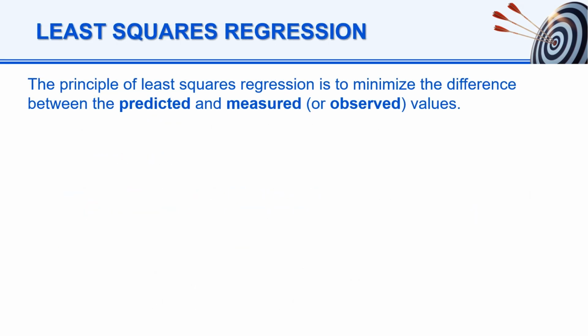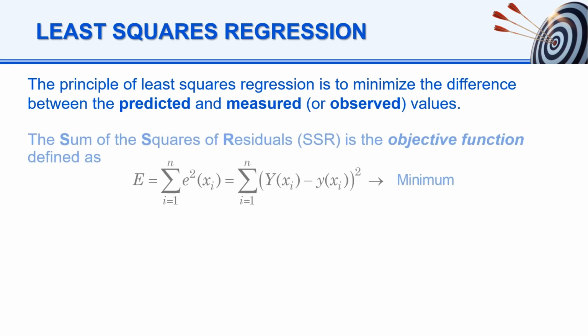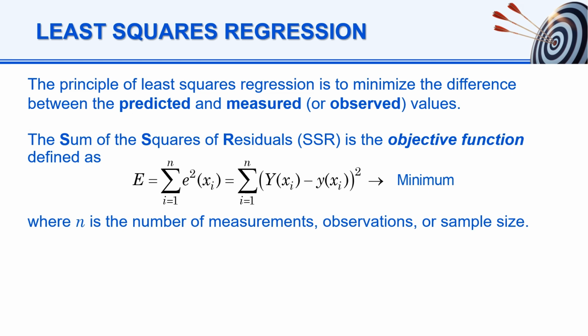The principle of least squares regression is to minimize the difference between the predicted and measured or observed values. The sum of the squares of residuals, SSR, is the objective function defined as follows, where n is the number of measurements, observations, or sample size.